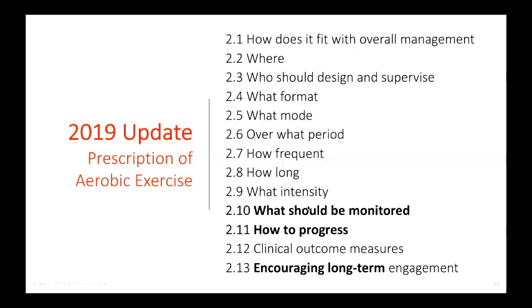So the first part of the guidelines around pre-participation screening, those are still, for the most part, the same. The 2 new recommendations that were added were here, 2.10 and 2.11, what should be monitored and how to progress, those were new. And then 2.13, the very last one, encouraging long-term engagement, which was just a reword. In the original set of guidelines, it was around overcoming barriers. And then in the 2019 guidelines, it's just kind of taking a more broad approach, not just overcoming the barriers, but also encouraging long-term engagement.